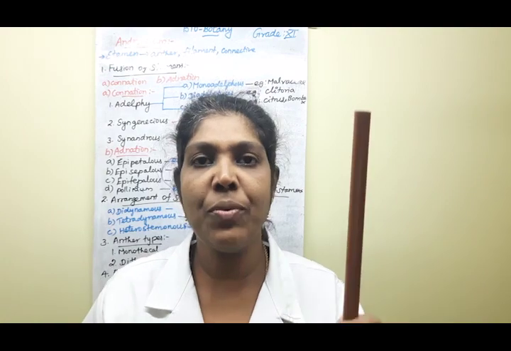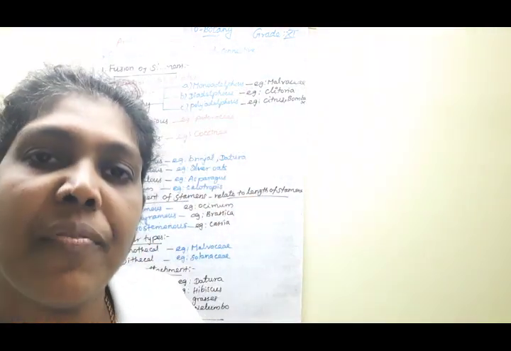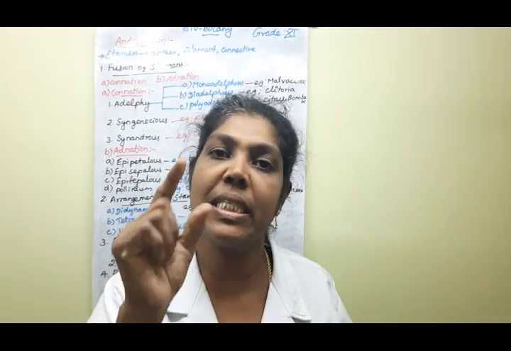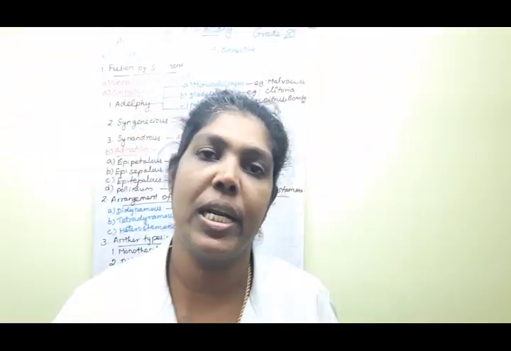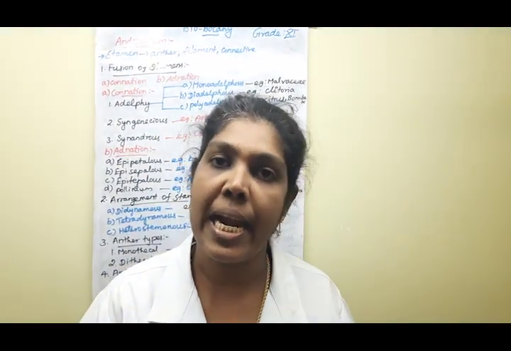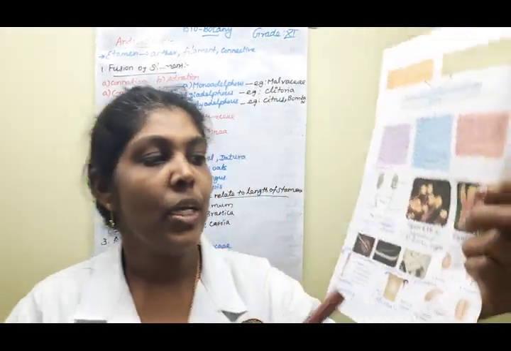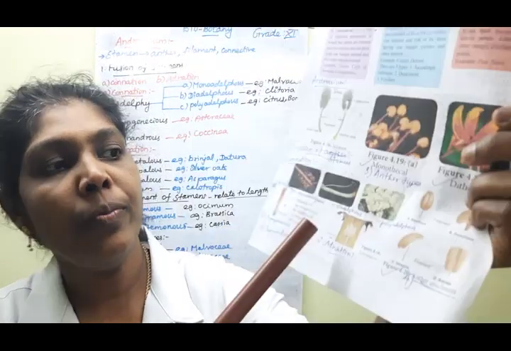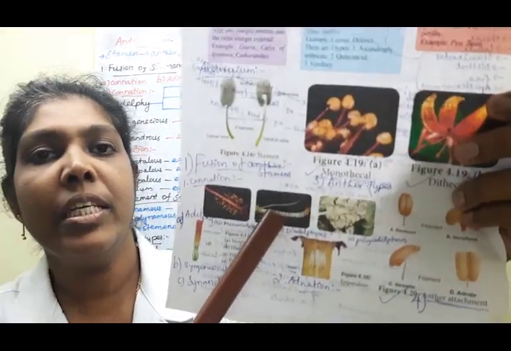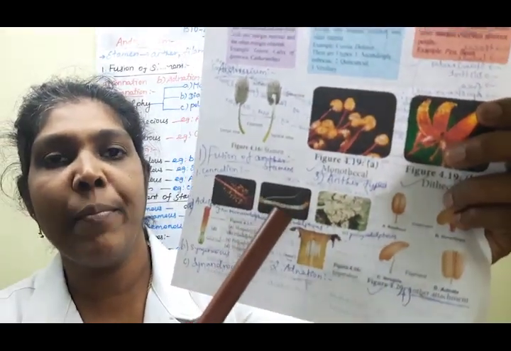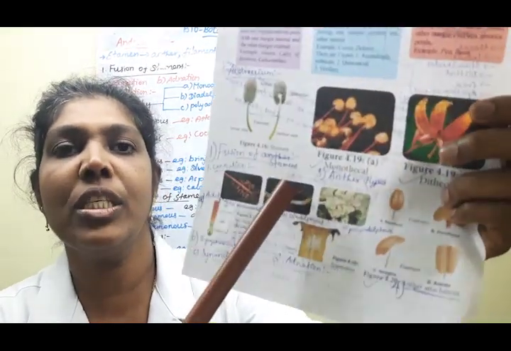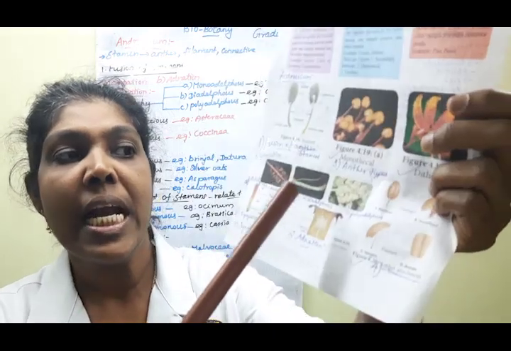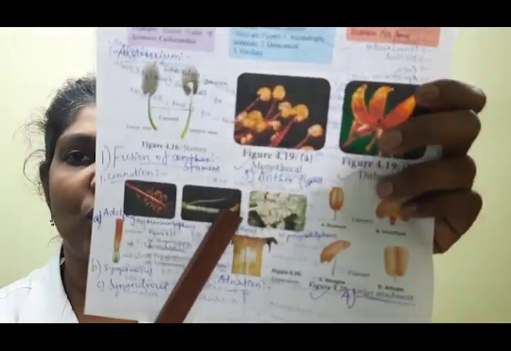Clear? The next one, the filaments of the stamens are fused to form two bundles of stamens. That is known as the diadelphous condition. All of you look at this photo. These are the filaments, and they formed two groups, children. So this is known as the diadelphous condition.